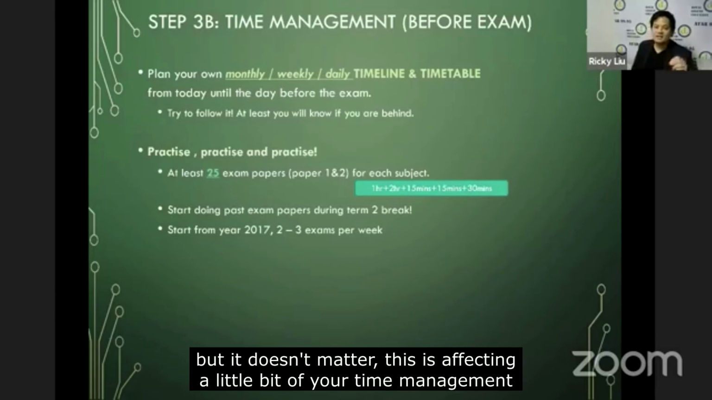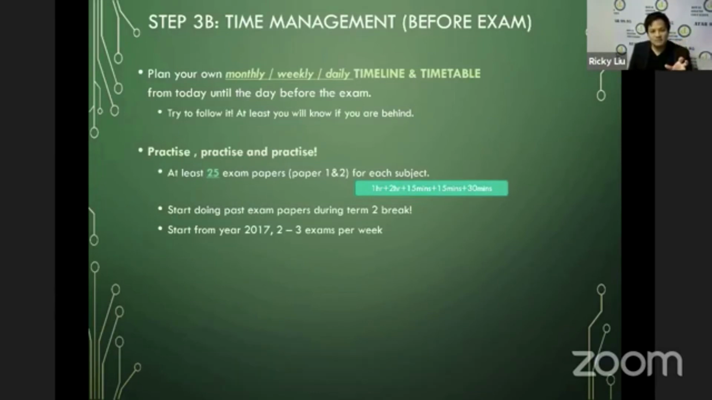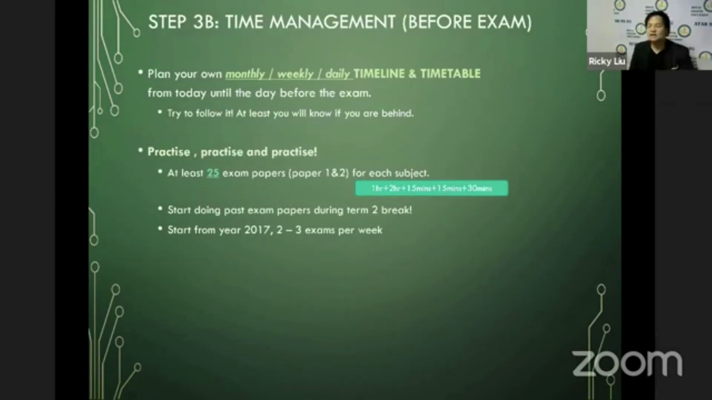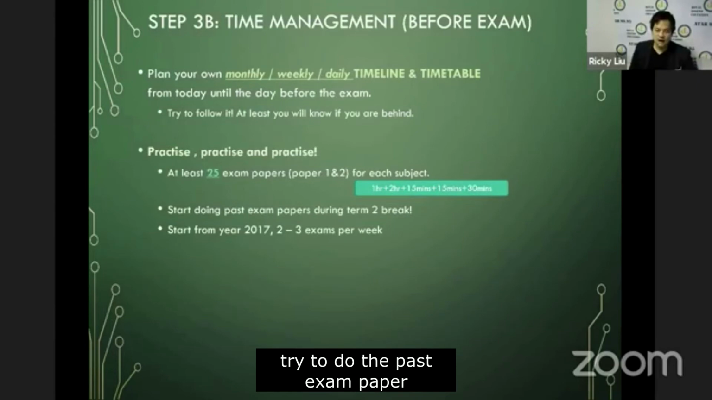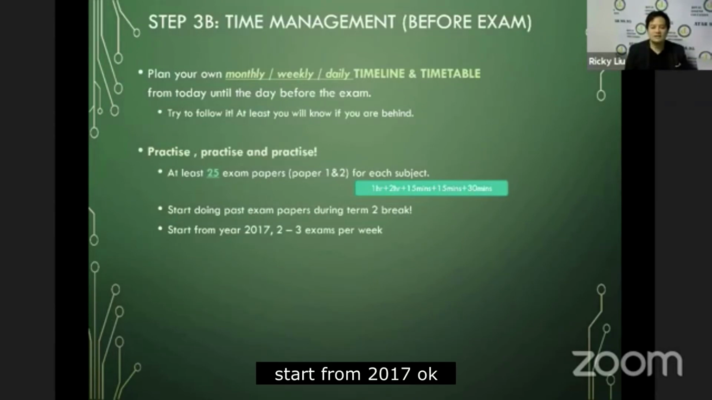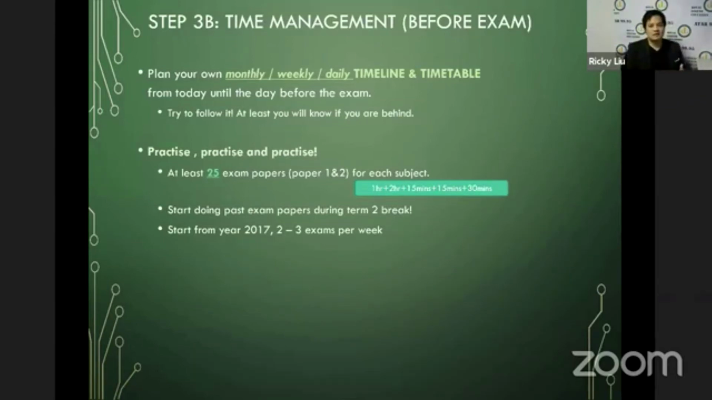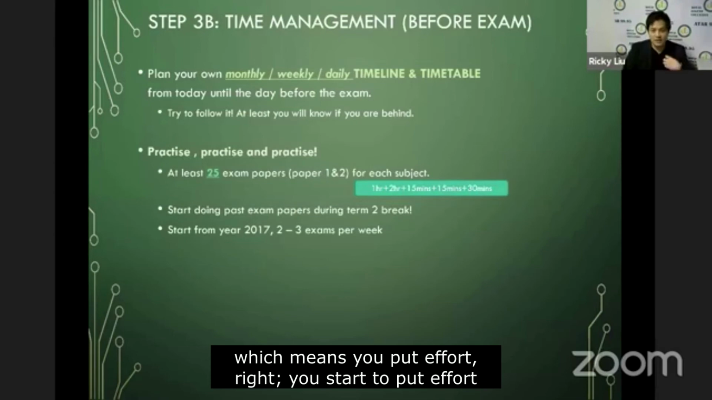But doesn't matter, okay? This is affecting a little bit of your time management because you cannot practice within 2 hours. You cannot do the full question. You may do 1 or 2 questions less, but try to do it first at this stage. Try to do the past exam papers. Still start from 2017, okay? And then when you listen to this, okay, I want to start, which means you put effort, right? You start to put effort.